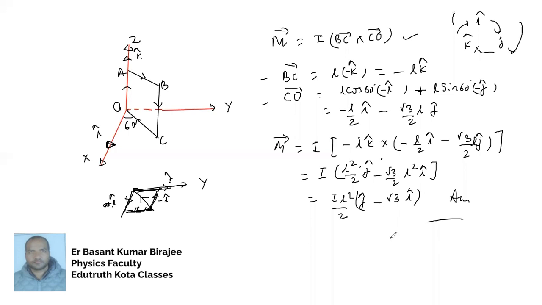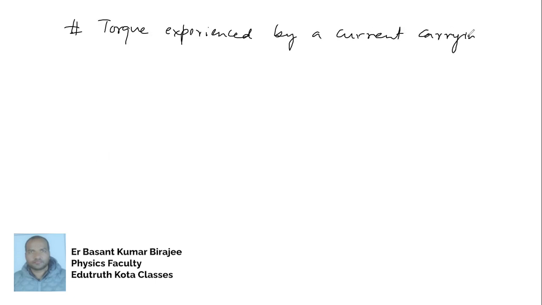So let's save this one and clear. And then let's move to the magnetic torque experienced by a current carrying loop in a uniform magnetic field. We have a current carrying loop.